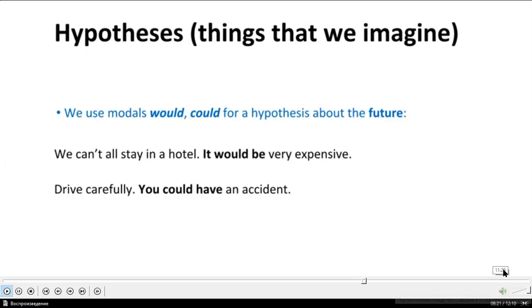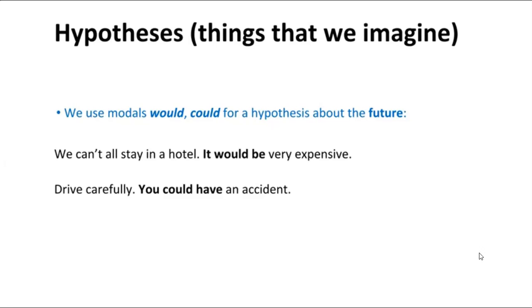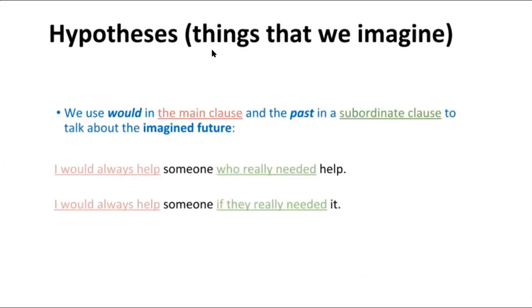Second example: drive carefully, you could have an accident. So let's say somebody is driving you somewhere. You're sitting next to him, he's driving very fast. And you tell him, if you don't drive carefully, we could have an accident. So this is a thing that you imagine in future.